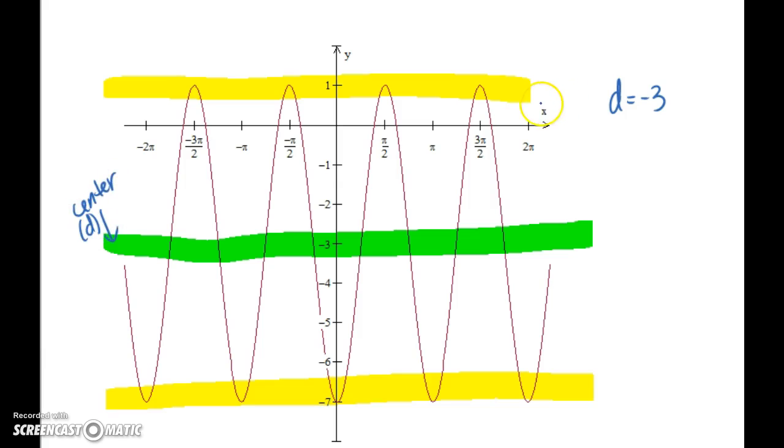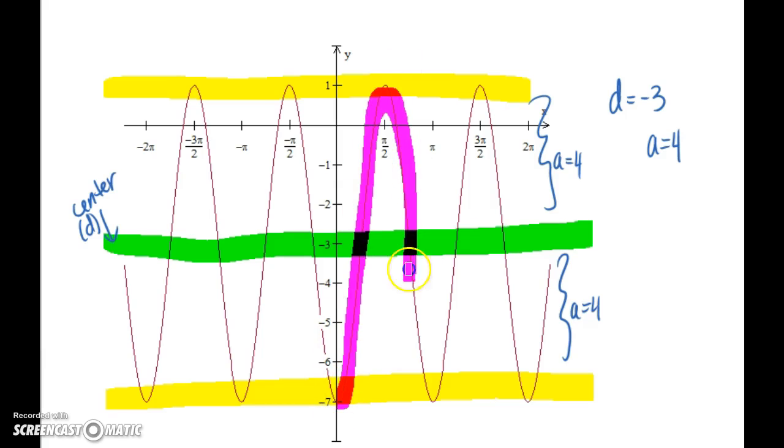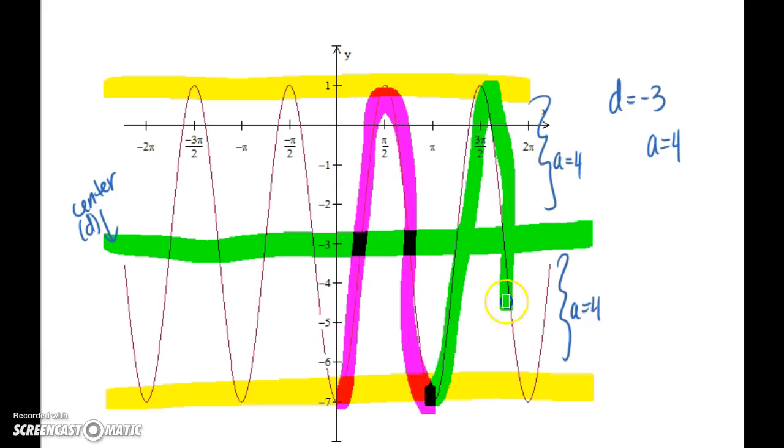Okay. A is the distance from the center to the max or the center to the min. And so you can count here, A is 4. B is the number of rotations from 0 to 2 pi. So if we count, here's 1 and here's 2. There's 2 rotations from 0 to 2 pi, so our B value is 2.